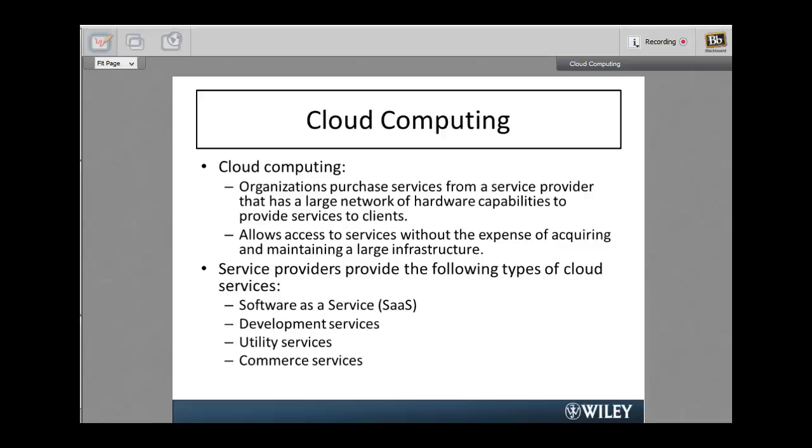So here you can consider cloud computing in general. The types of services provided, such as software as a service, development services, utility services, commerce services. It can provide you with infrastructure, hardware, and software without you having to own them.